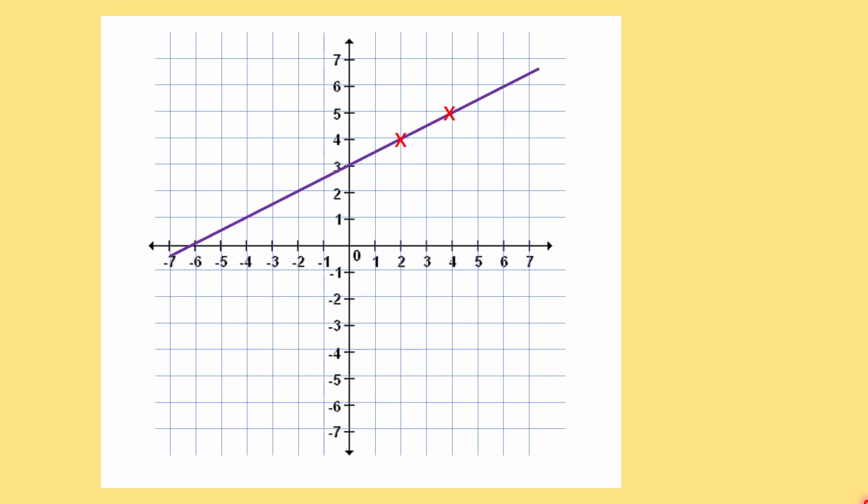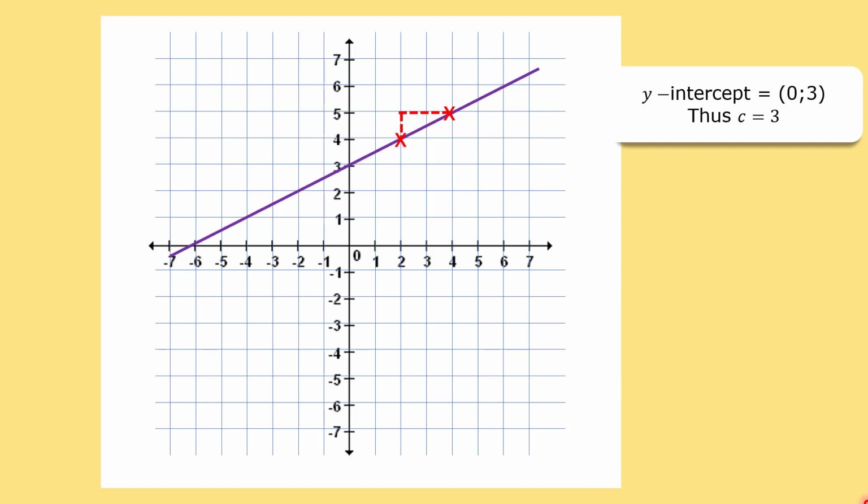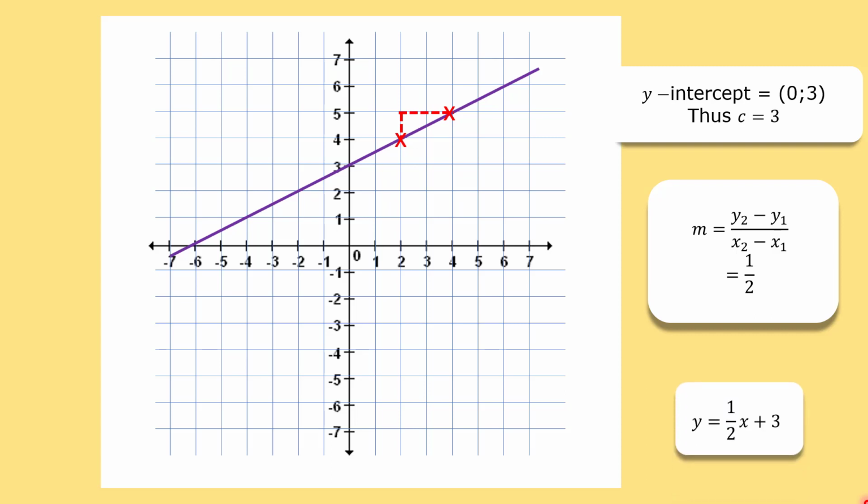What about the purple line? 2 points. So we've got the y-intercept. The gradient is the vertical change divided by the horizontal change, and that is 1 divided by 2. So our formula is y is half x plus 3.